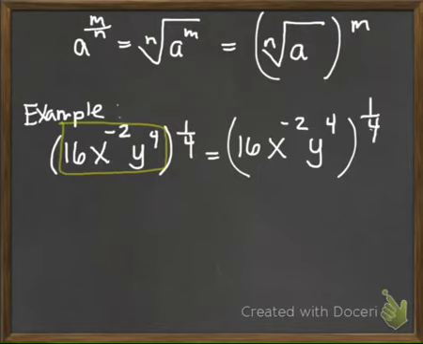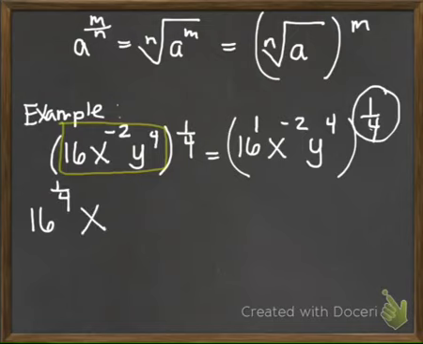Basically what you're going to be doing, sorry guys, is multiplying the exponent times the exponents on the inside. Please remember to write the exponent for the 16. The exponent for 16 is 1. So I'm going to multiply that 1/4 times each exponent. So I get 16 to the 1 times 1/4, which is 1/4. x to the negative 2 times 1/4 is negative 2/4, which is negative 1/2.